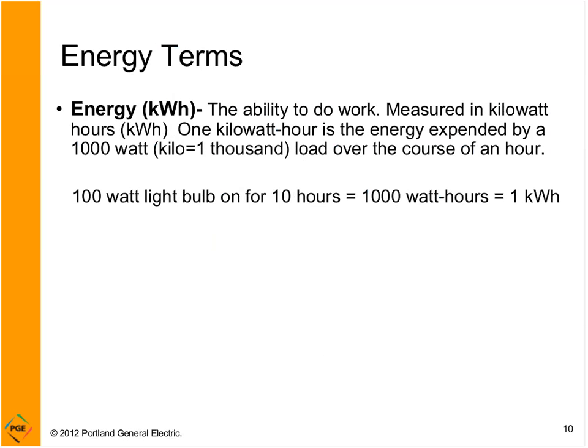Next, we're going to go on to some energy terms. We're going to shift away from the plan a bit so we can review these terms and better understand how energy is measured. This may sound simple, but energy, denoted in kWh, is the ability to do work, measured in kilowatt hours. 1 kilowatt hour is the energy expended by a 1,000 watt load over the course of an hour. An example of this would be a 100 watt light bulb on for 10 hours, which equals 1,000 watt hours, in turn equals 1 kilowatt hour.